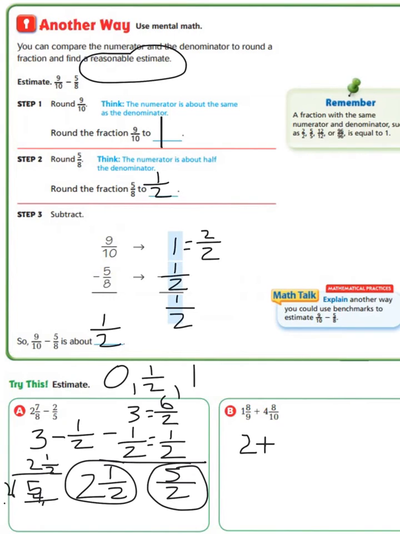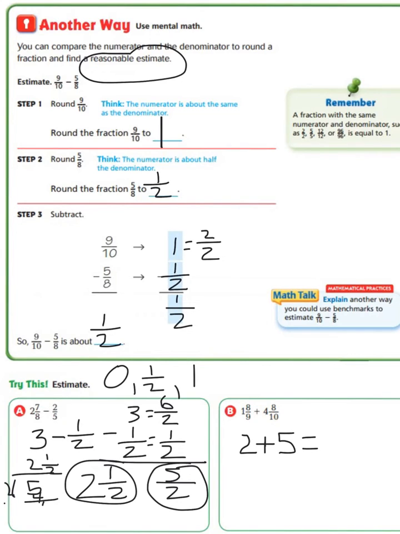Now we look at our second mixed number, and that is 4 8/10. And we see that we have 8 out of our 10 pieces. We know that half of 10 is 5. And between 5 and 8 would be 3 jumps, and between 8 and 10 would be 2 jumps. So we are actually closer to the whole number than we are to the half. So we would round 4 8/10 to 5.